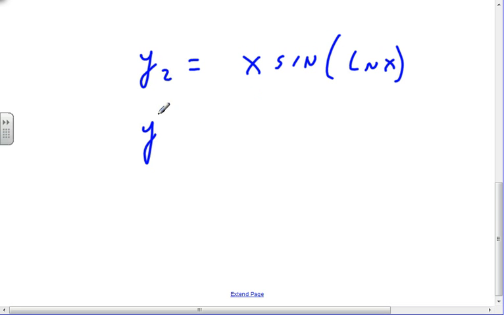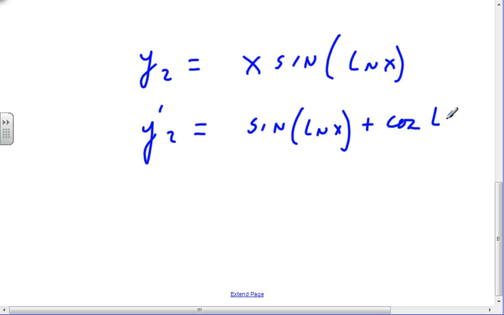Okay, y prime 2. So I'm going to be sine natural log x plus cosine natural log x.